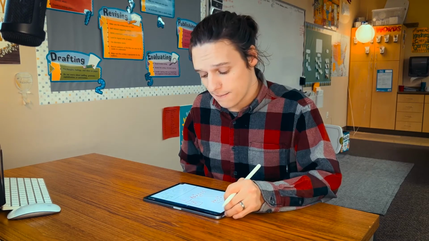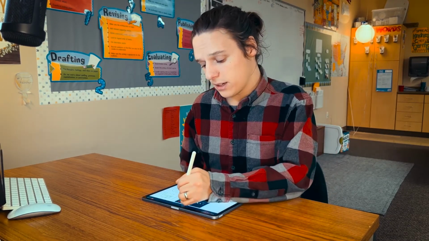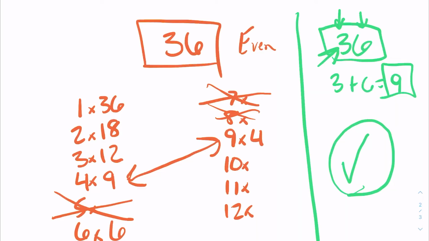All of the factors. So let's take a look here and count up how many there are. So we've got 1, 2, 3, 4, 5, 6, 7, 8, 9, 10, and that is all. We have 10 total factors.